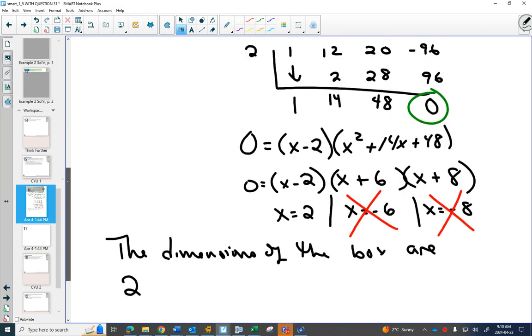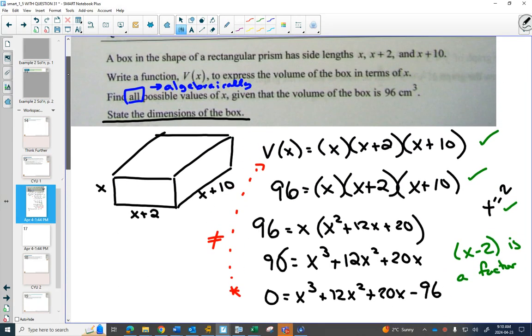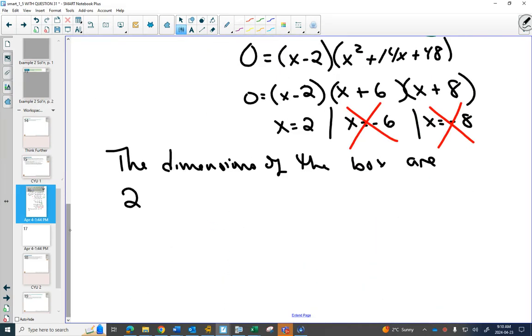And one of them is going to be 2. Next thing we have to see is any units given. Yes, centimeters. So 2 centimeters, x plus 2 by 4 centimeters, x plus 10 by 12 centimeters. Multiply that out, sure enough, that still gives us the 96 centimeters cubed.